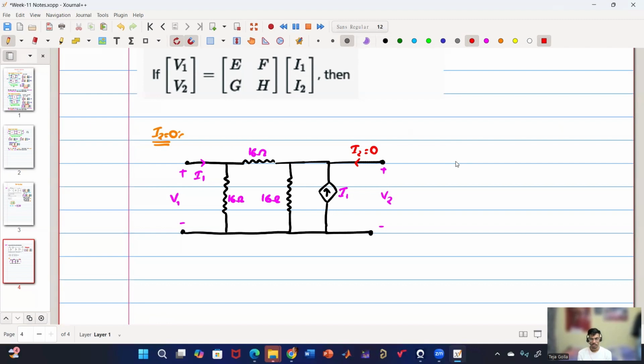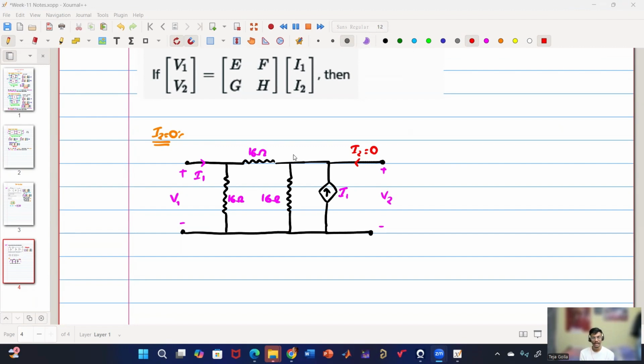How can we proceed? No one? No idea? V1 by I1 is equal to Z11. Yes, but how are we going to calculate Z11? We have to solve this circuit, right? So how are we going to solve this circuit?